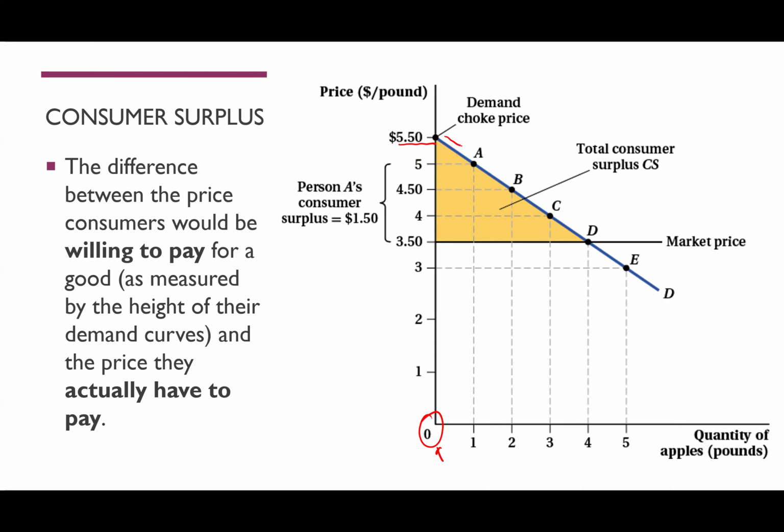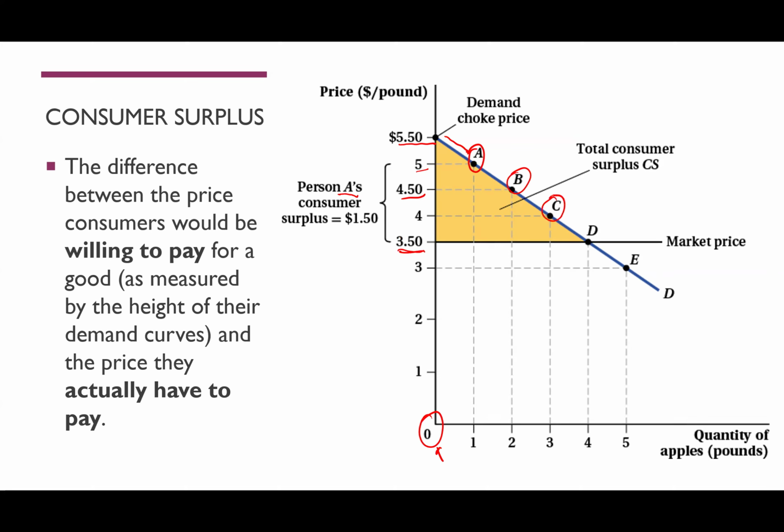If we move to the first apple, bought in this case by person A, they're willing to pay $5 for that apple, but they only have to pay $3.50. So they get $1.50 of surplus, meaning they have a benefit because they've not only gotten the good that they want, but they've gotten it at a price below what they value it at. Similarly, person B values it at $4.50, and they only have to pay $3.50, so they get $1 worth of surplus.